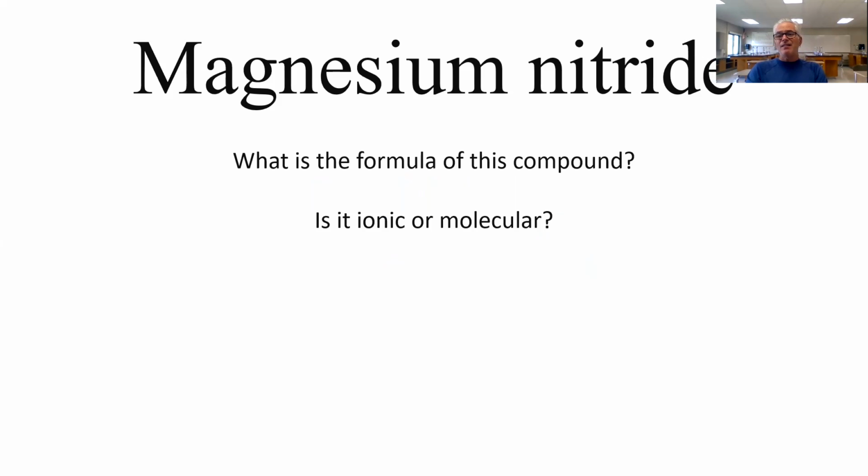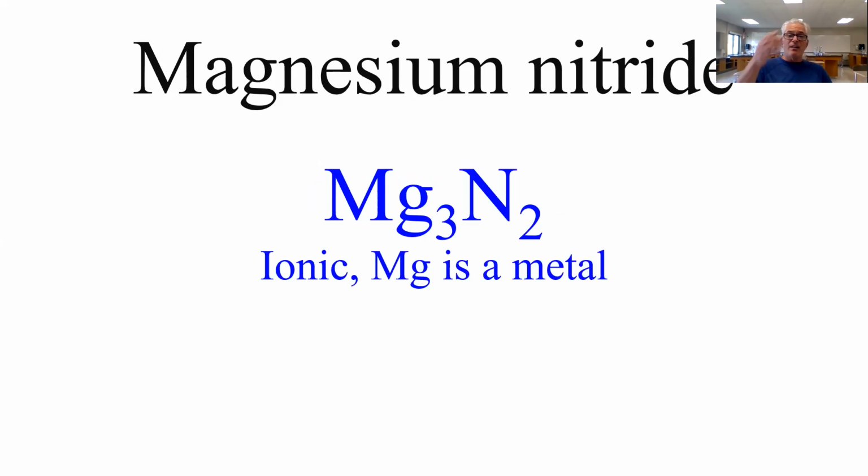Magnesium nitride. Magnesium is element number 12. Nitrogen's element number 7. We got a +2 and a -3. Crisscross. And it's ionic because magnesium's a metal. Mg3N2.